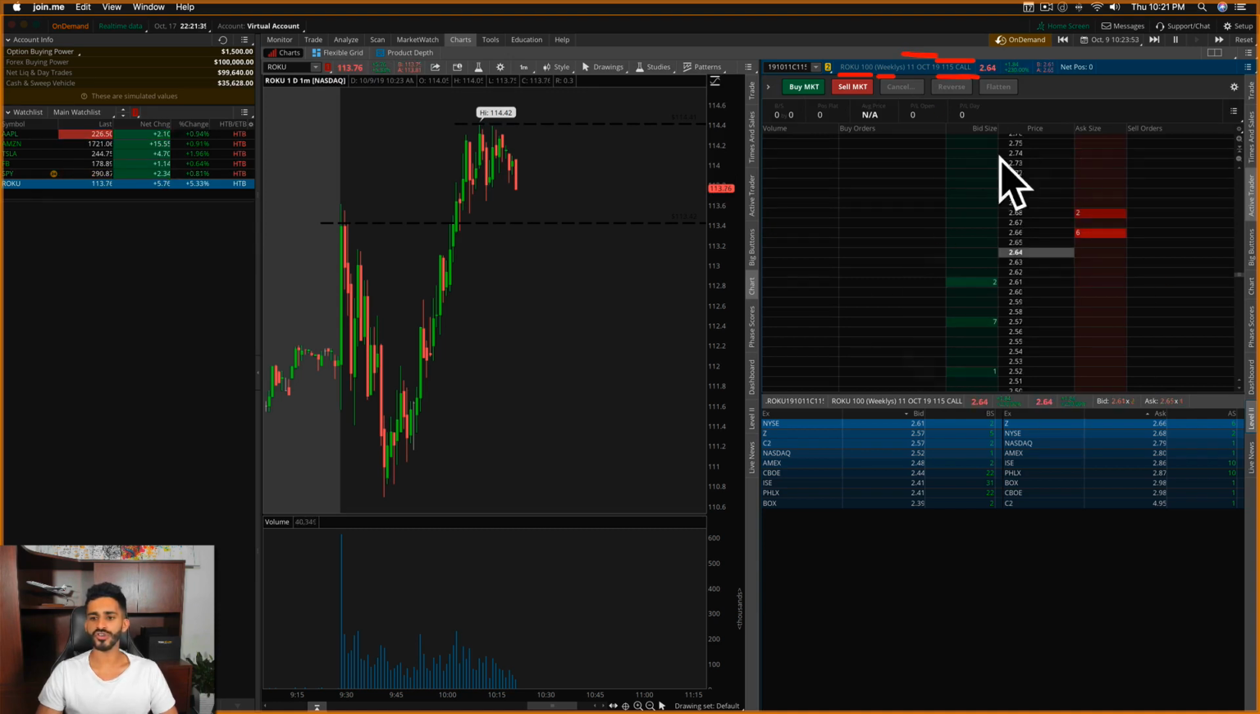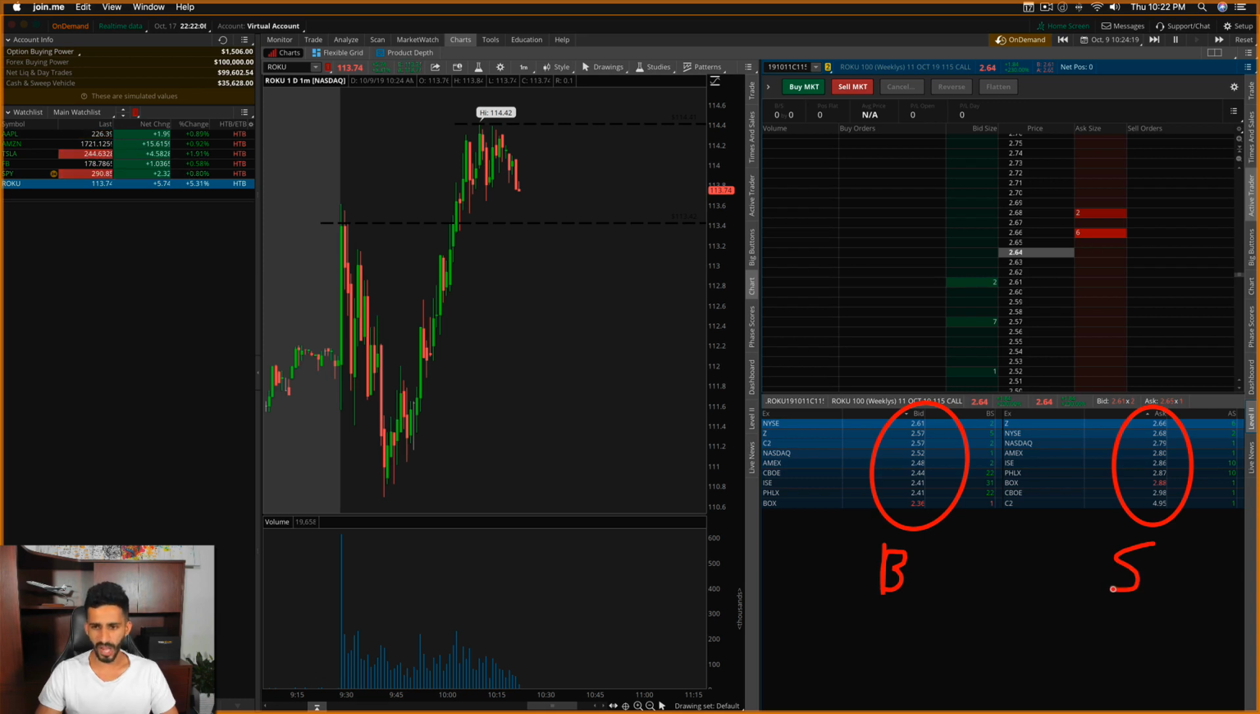So this is going to show me the premium for just this contract. It is going to show me that for Roku, Roku's contract expiring this Friday on October 11th, I'm looking at $115 calls. Now right here, I have the bid side. Right here, I have the ask side. Bid side, once again, represents where people want to buy. The ask side represents where people want to sell.